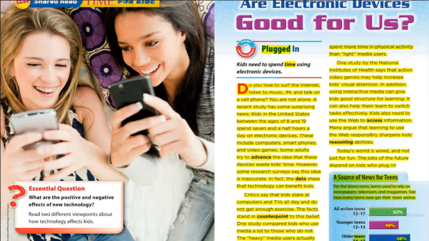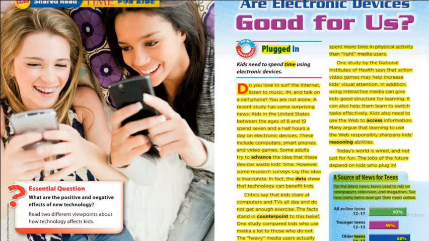Some adults try to advance the idea that these devices waste kids' time. However, some research surveys say this idea is inaccurate. In fact, the data show that technology can benefit kids. Critics say that kids stare at computers and TVs all day and do not get enough exercise. The facts stand in counterpoint to this belief. One study compared kids who use media a lot to those who do not. The heavy media users actually spent more time in physical activity than light media users.